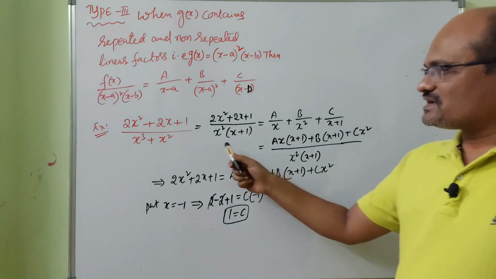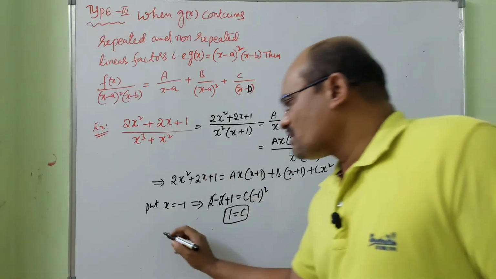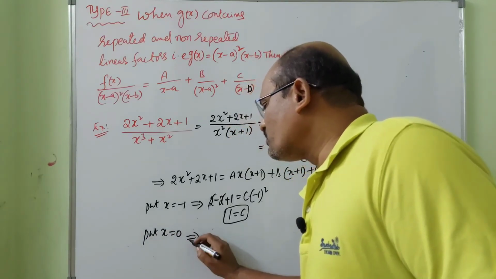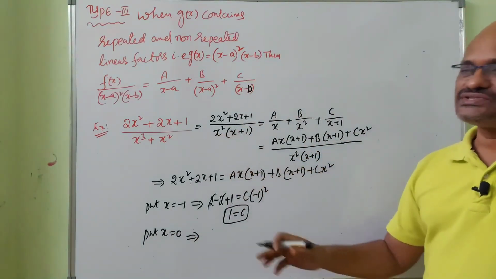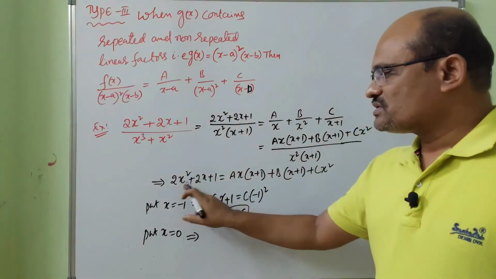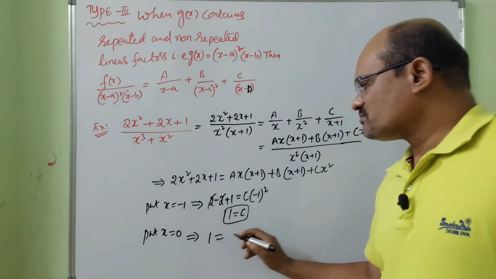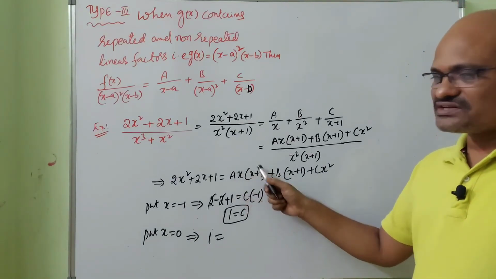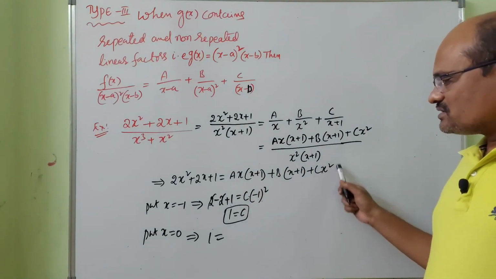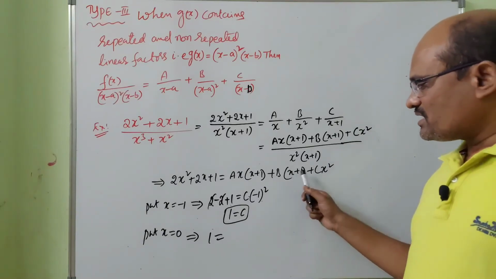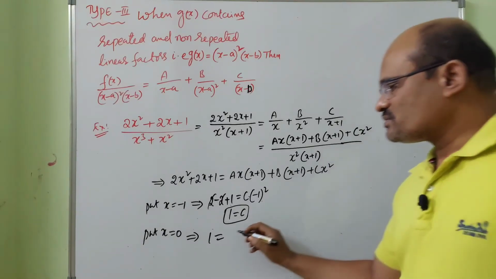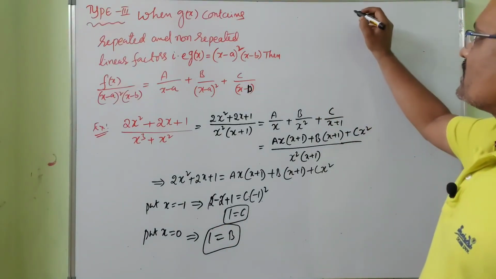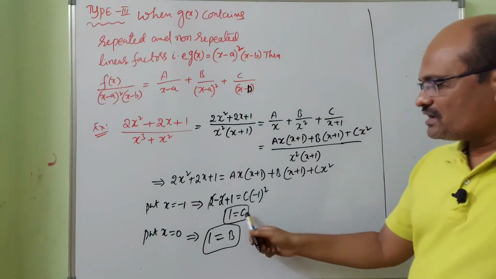Now one more factor is there, that is x. To make that 0, take directly x equal to 0. Put x equal to 0 on both sides. On the left side you get 1. On the right side, if you put x equal to 0, the first term becomes 0 and the third term also becomes 0. Now putting 0 in the second term, you get B into 1. So we get B as 1.